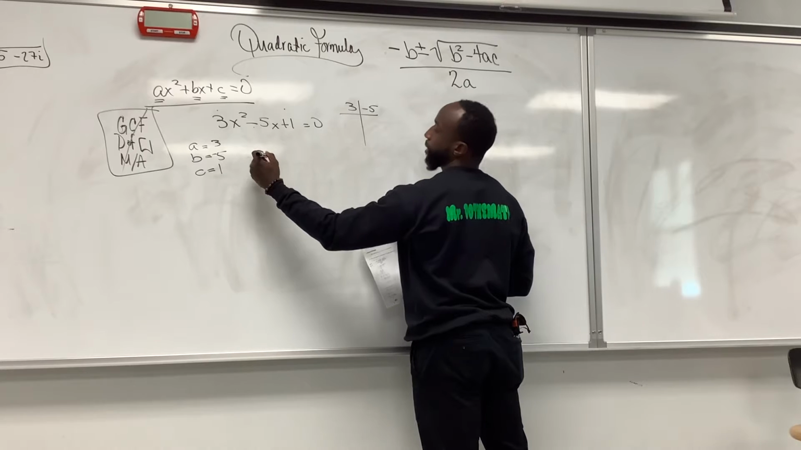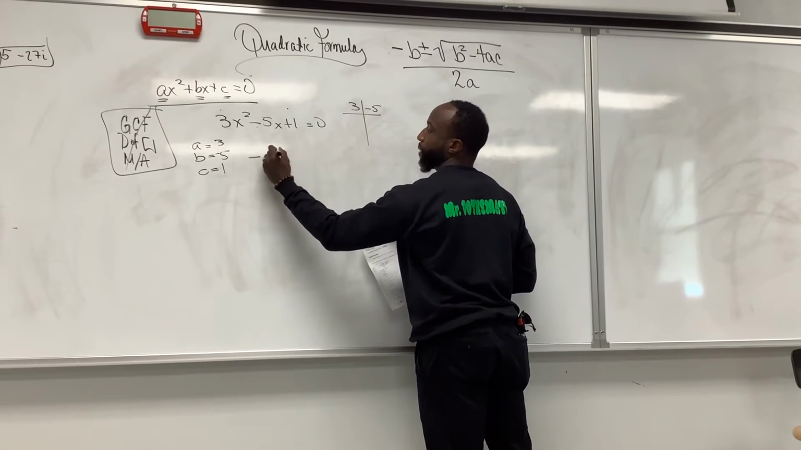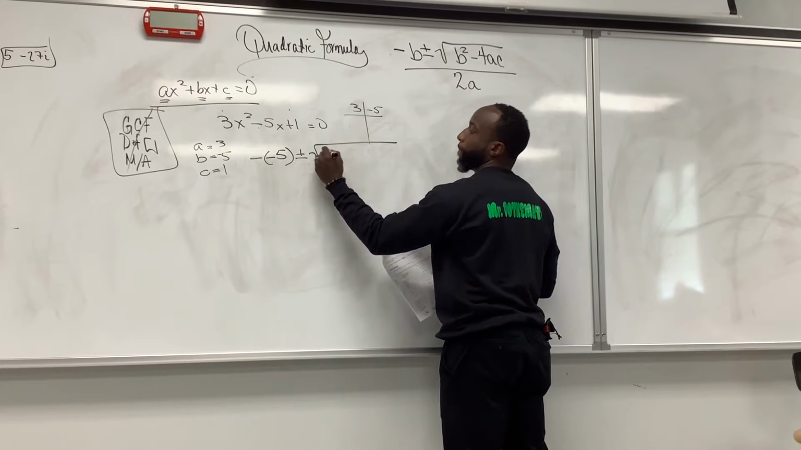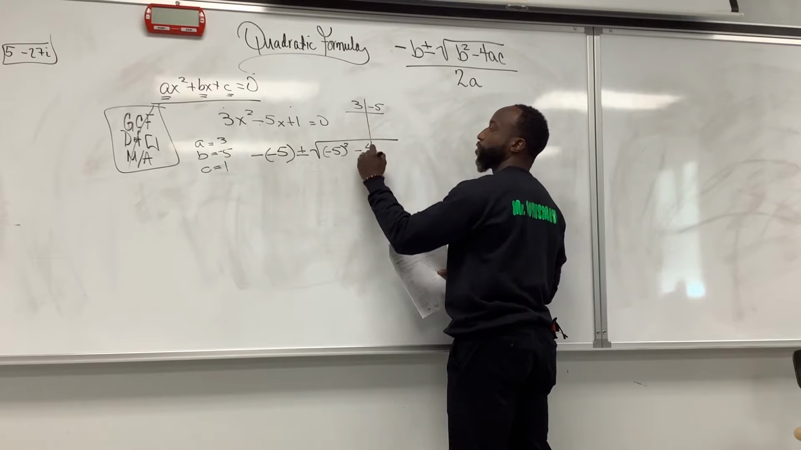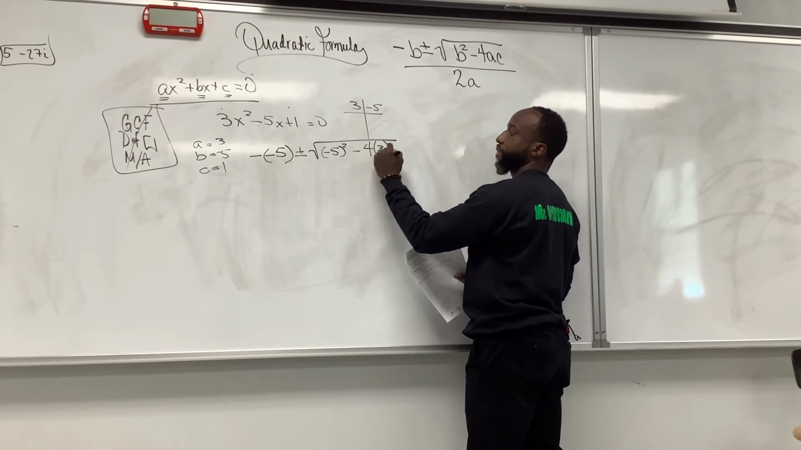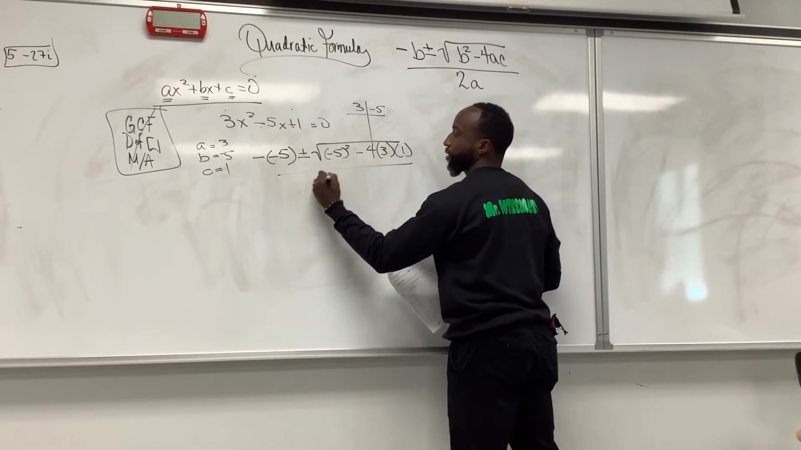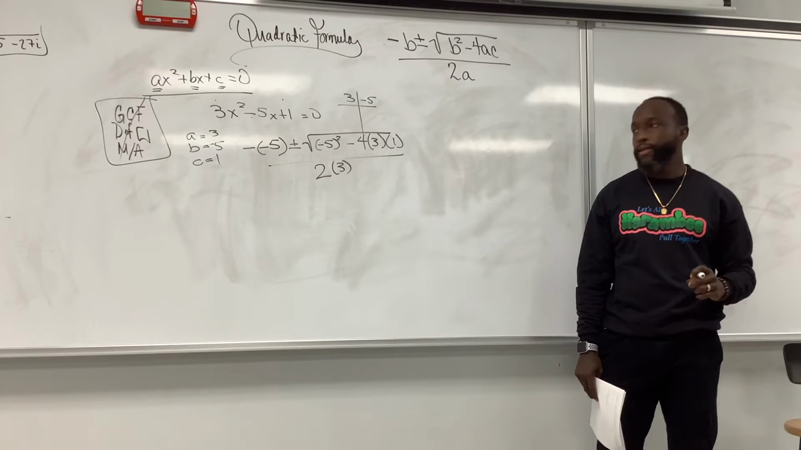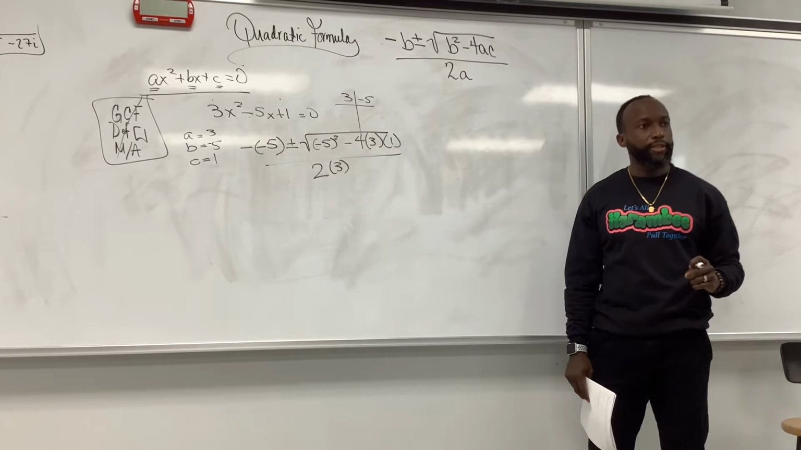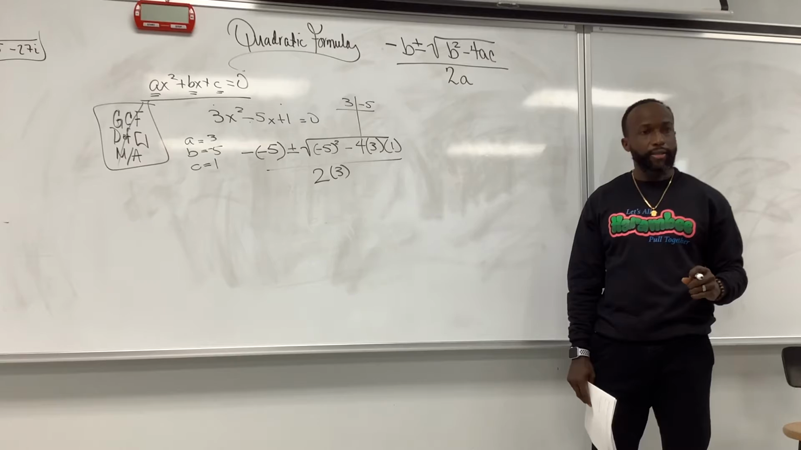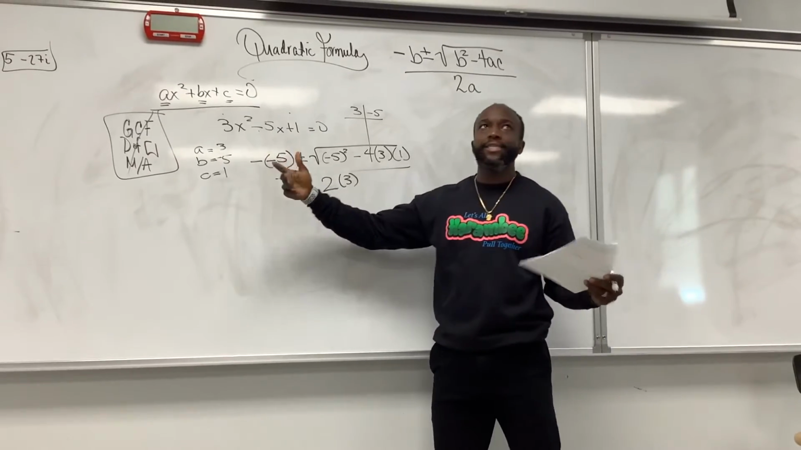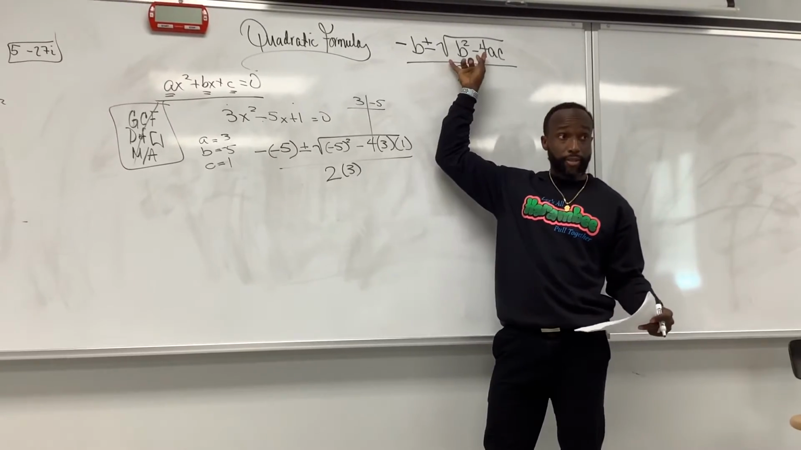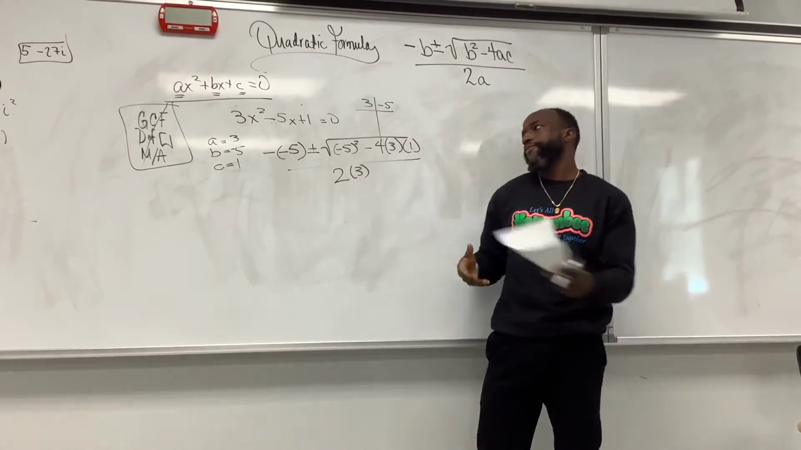So it'll be negative b plus or minus the square root of b squared minus 4 times a times c, all over 2a. Does everybody see that? What's up, Reese? You good? All we did was take a, b, and c and put them into this formula. Now from here we just do the math.